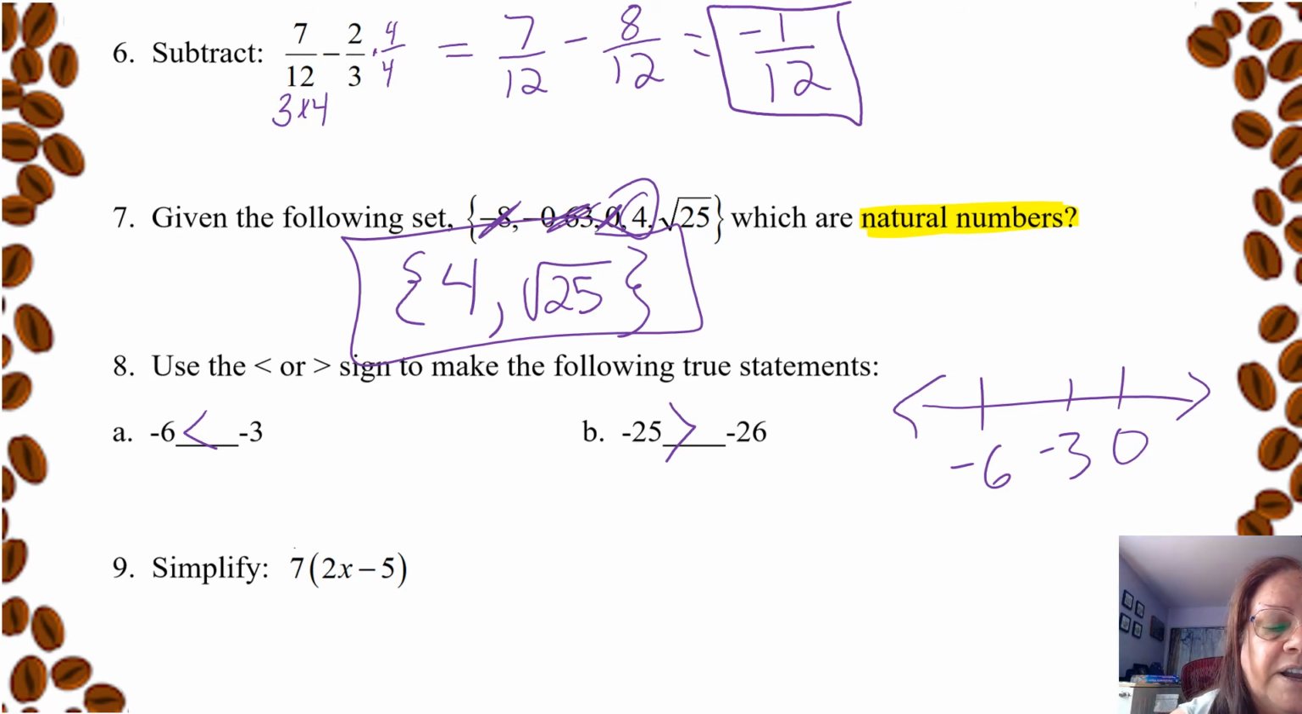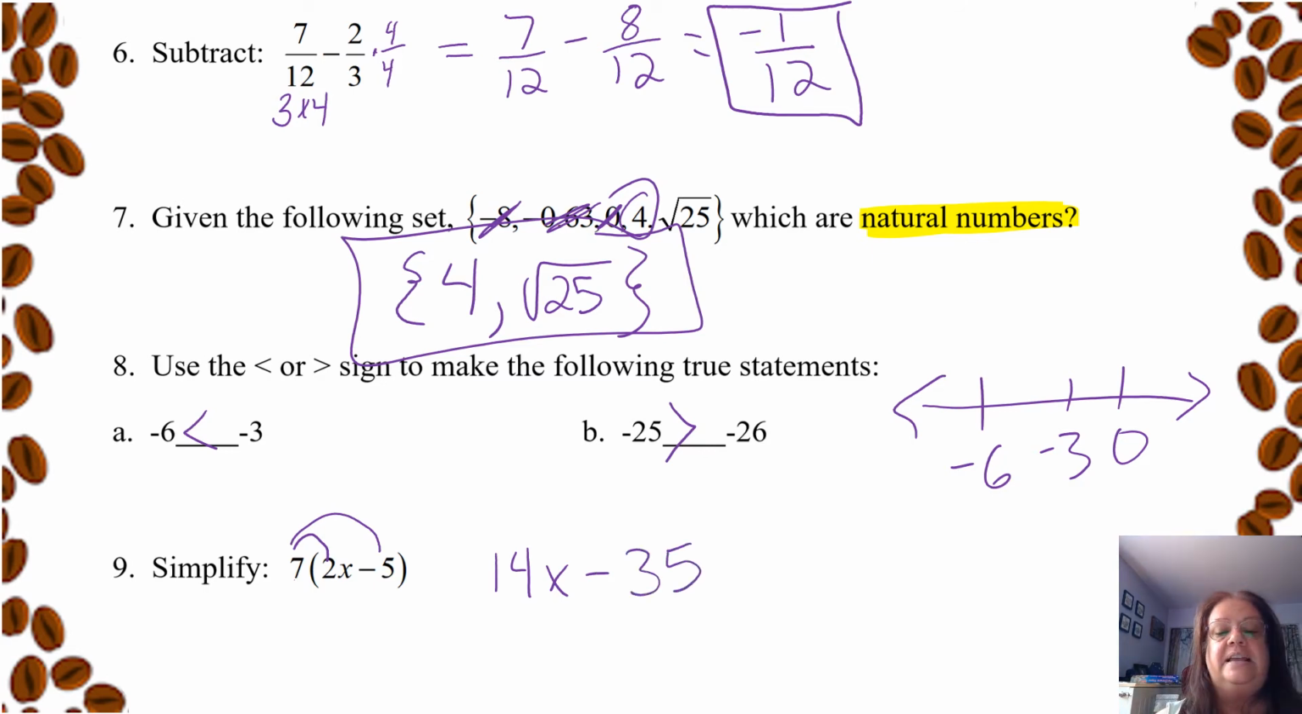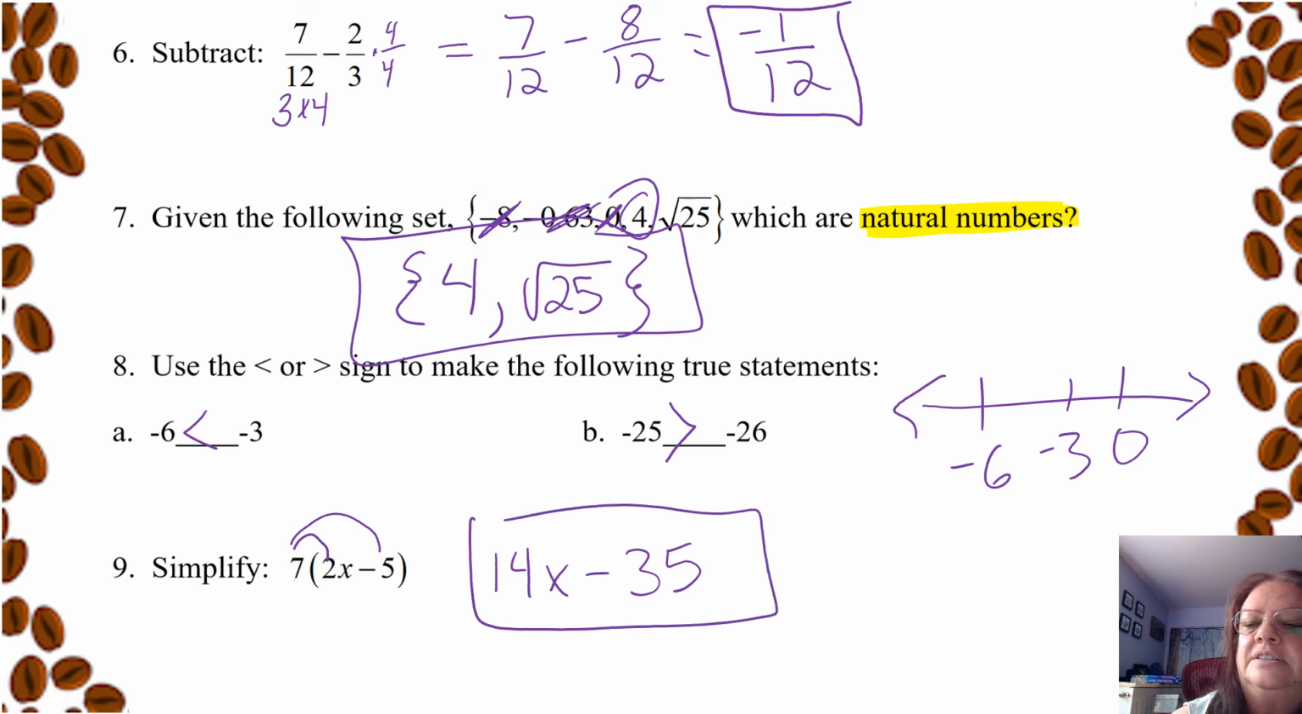All right, simplify. So we have to multiply this. 7 times 2 is 14. And then 7 times 5 is 35. And there's nothing I can do with that. I can't further simplify this because I cannot put something with a variable with something that's constant all together in one term. It's going to have 2 terms. So this one is done. Oh, box our answers.